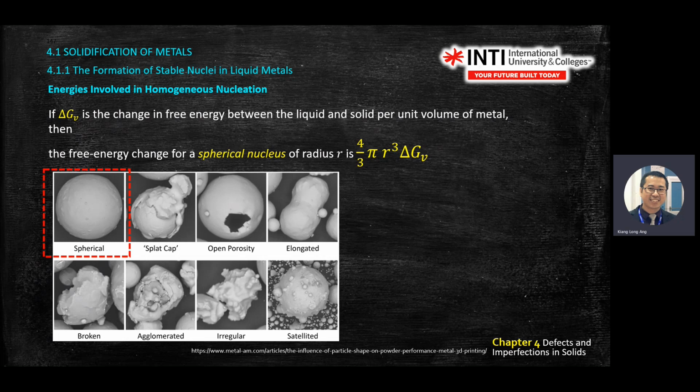Elongated means it's like pulling two ways. Broken means chipped off. Agglomerate means they have a lot of molecules that combine together. Irregular means you don't see a specific shape. Satellite means there is an extra element around the body.